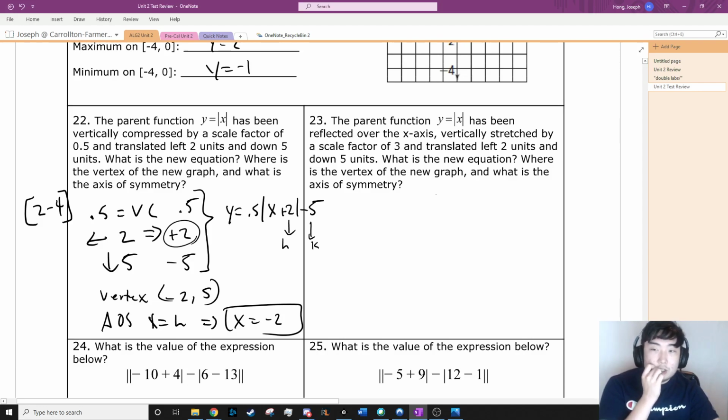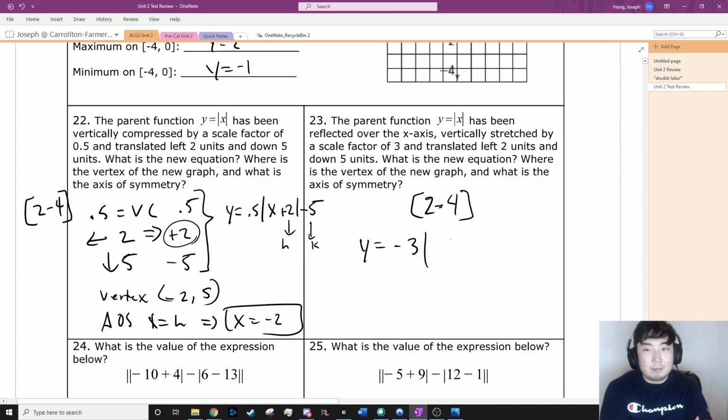So this is also 2.4. If you need help with this question, you should watch that lecture video again. I'm going to tell the answer in 5, 4, 3, 2, 1. Y equals -3 absolute value of x plus 2 minus 5.